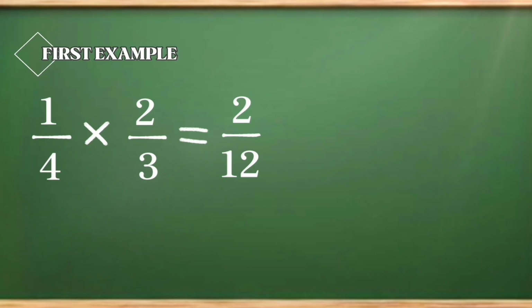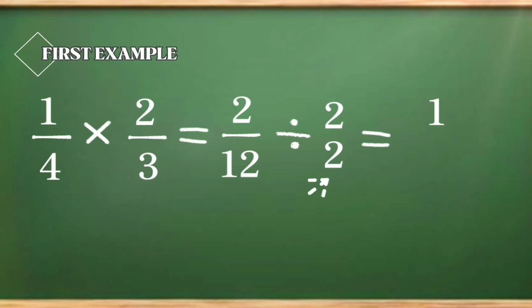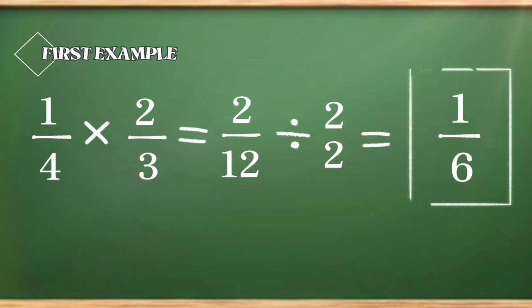And then, let us simplify our answer. The common factor of 2 and 12 is 2. 2 divided by 2 is 1. 12 divided by 2 is 6. Therefore, our final answer is 1/6. Great job! It is so easy, right?